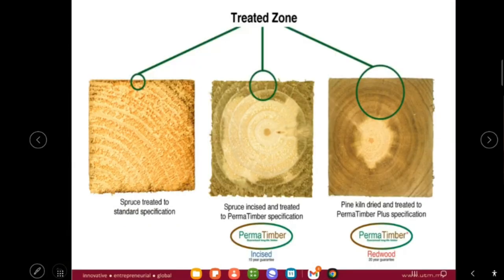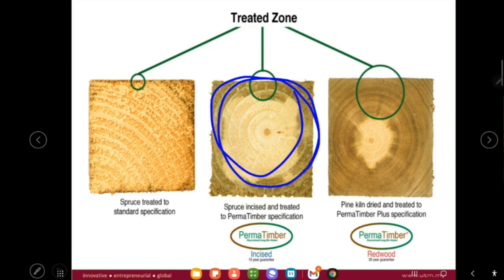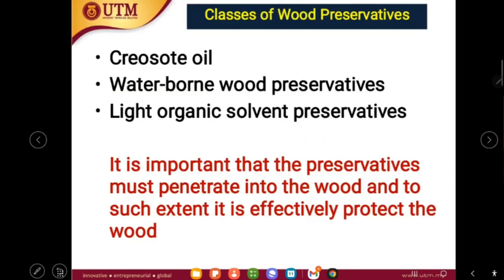This is one of the pictures that I got from the advertisement from Perma Timber. When they sell their timber product, they say their product has already been preserved, already treated. You can see this area has already been treated, and it can protect our timber from all the things that we don't want, insects, bacteria and so on. The green color actually is the chemical, the preservative.